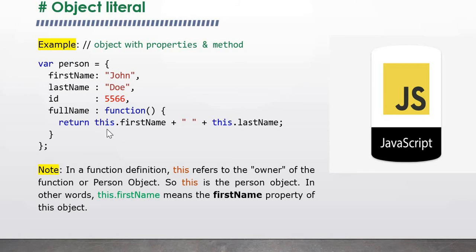So the value of this.firstName will be replaced by the value of the firstName key, which is John, and this.lastName will be replaced by the value of the lastName. So it will return first name, then a space, then plus last name, and this will be returned from the function. So this is the way you can declare properties and methods in a JavaScript object, right?